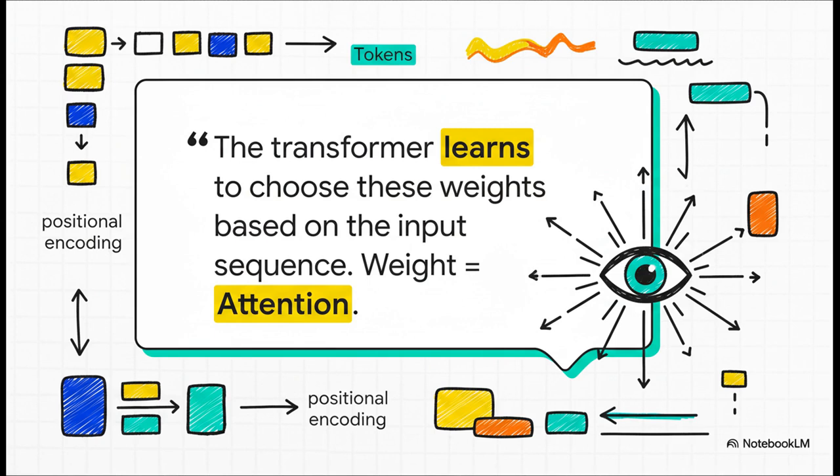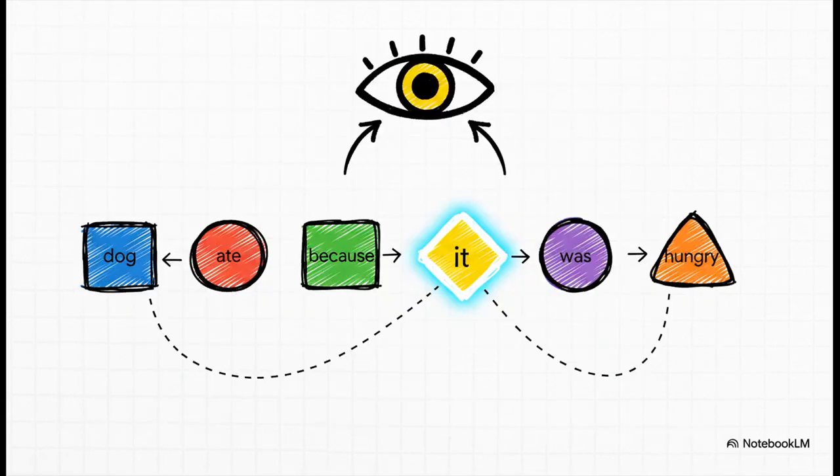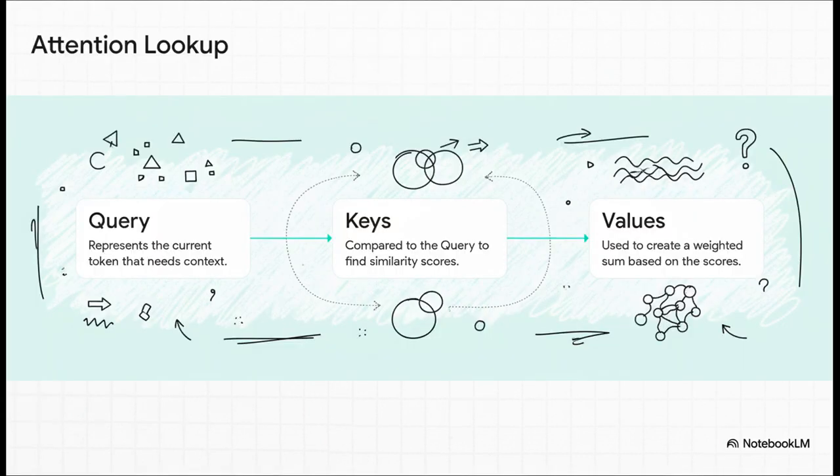It is how an AI finally learns context. So here's the crucial part. When the model is processing the word "it" in the sentence, "the dog ate because it was hungry," the attention mechanism lets it look back at the entire sentence and figure out that the most important, most relevant other word is "dog." That's it. That's how it connects the pronoun to the noun. It's brilliant.